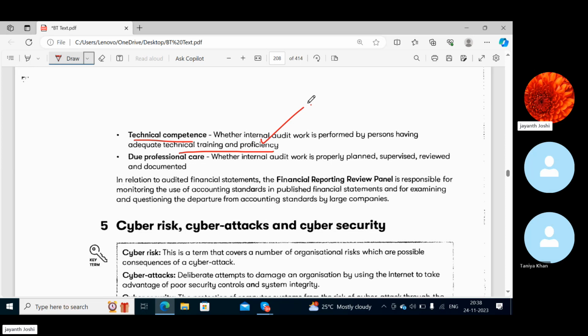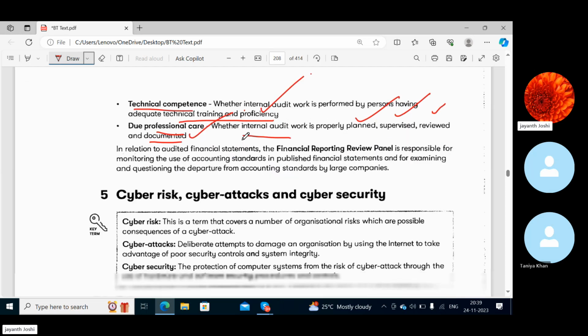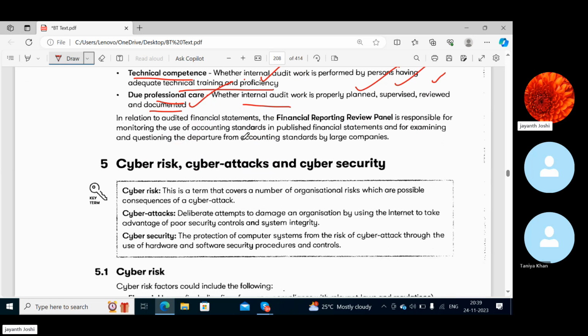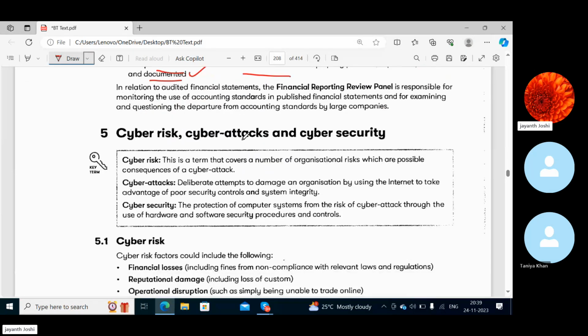And due professional care: whether internal audit work is properly planned, supervised, reviewed and documented. They plan and supervise and then they review and document everything. Okay. So in relation to audited financial statements, the Financial Reporting Review Panel is responsible for monitoring the use of accounting standards in published financial statements and for examining and questioning the departure from accounting standards by large companies. So they have to ensure that all the standards are properly followed and the statements are prepared by following the standards.